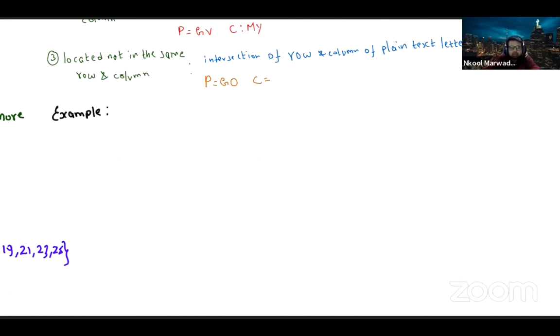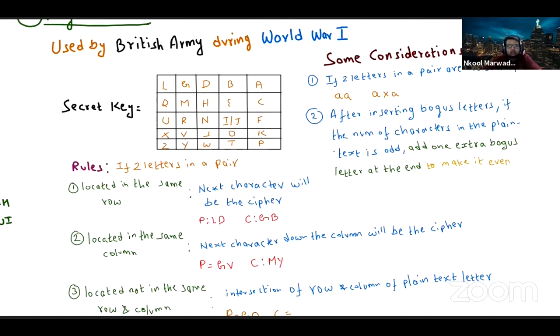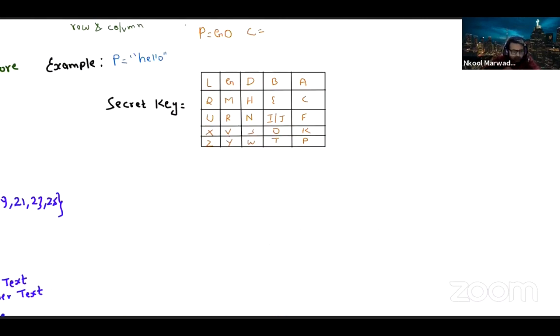Let us suppose the plain text is hello. The key is given to us. Let us take this, copy it. Now what we have to do? We have to do the encryption and decryption using the Playfair cipher.